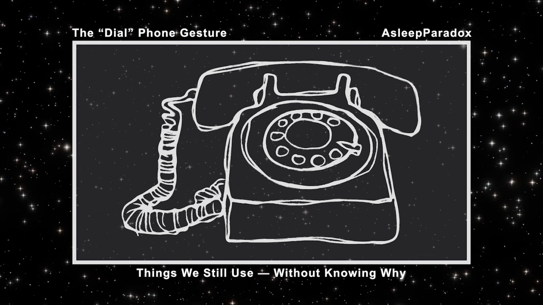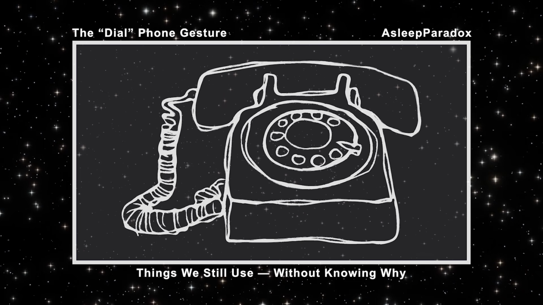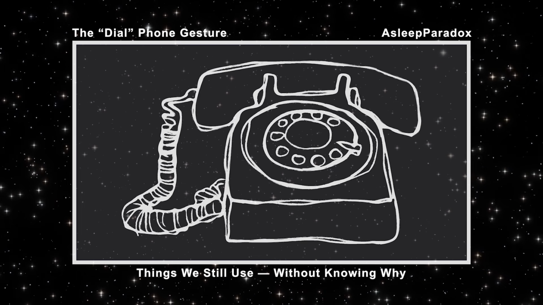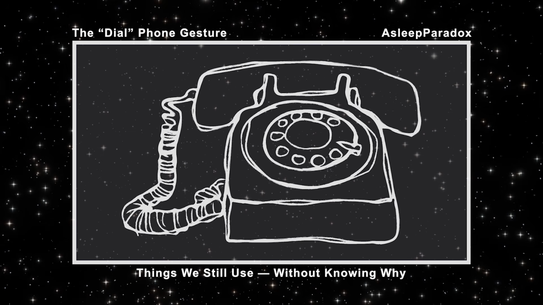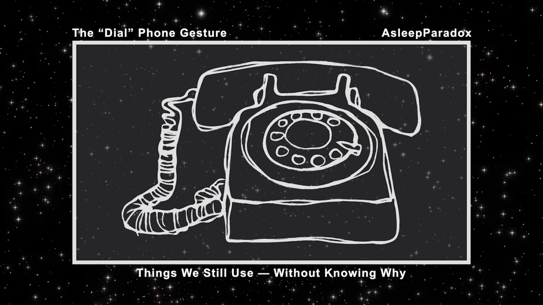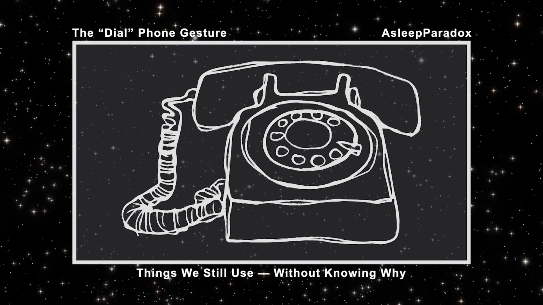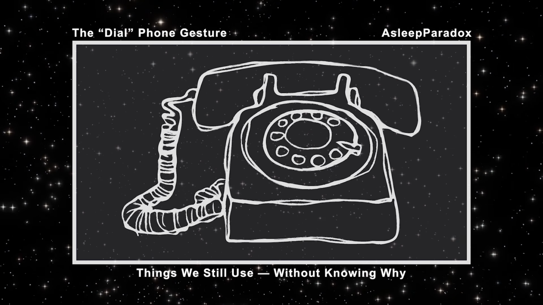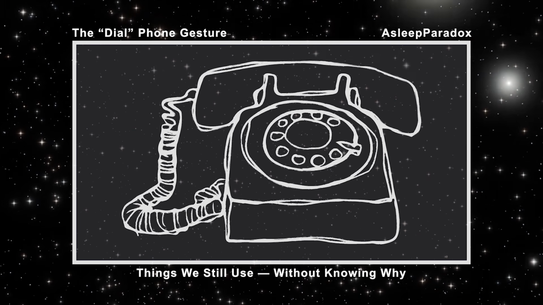Yet the gesture persists. In casual conversation, people still mime a rotary motion to indicate calling someone. In film and television, the gesture functions as a visual shorthand for communication. Even the icon representing a phone in many applications retains the silhouette of a traditional handset, despite the fact that modern devices no longer resemble that form. The survival of the dial gesture illustrates how embodied actions can outlast the technologies that created them.